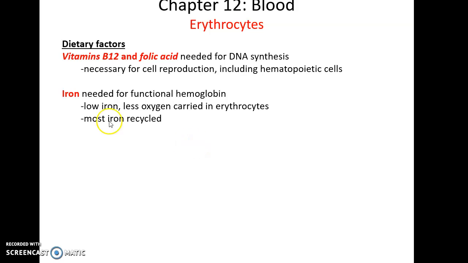Also, you need iron. You need sufficient levels of iron. Iron is necessary for functional hemoglobin. So that protein hemoglobin needs iron to bind oxygen. So if you have low iron levels, then the hemoglobin produced will not be able to bind as much oxygen. Luckily, our body tries to conserve as much iron as possible, so we have systems to recycle it.